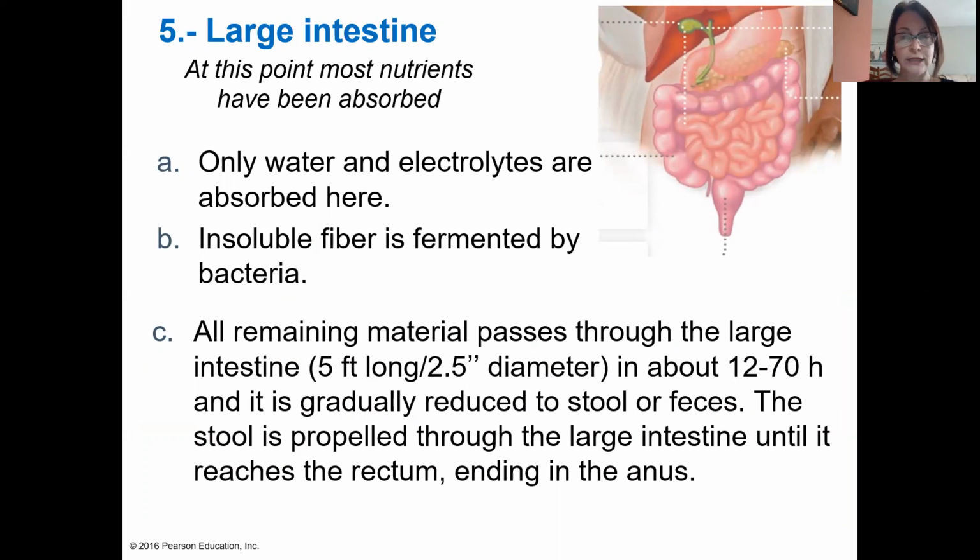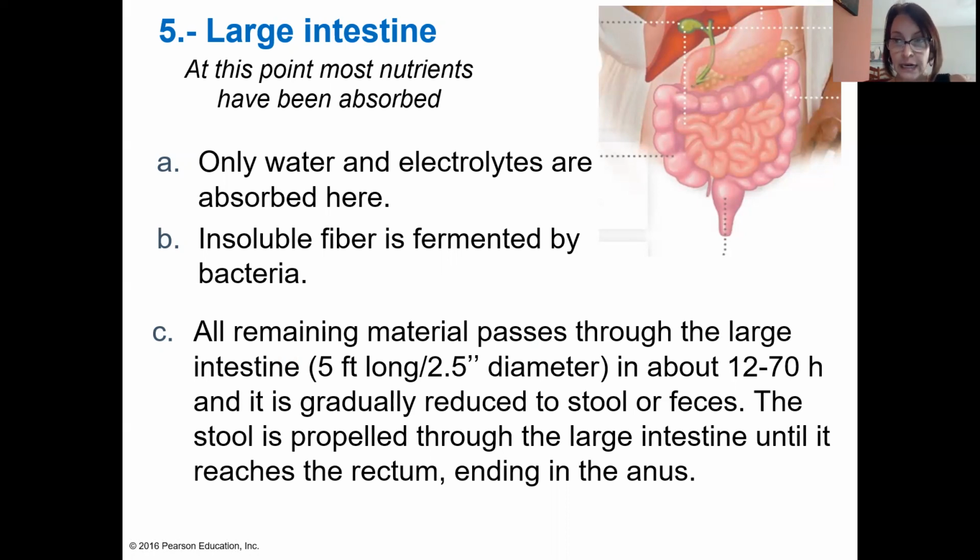After the small intestine, we will have the large intestine in here. And you can see that it's really shorter. It's a 5 feet long tube, but it has a 2.5 inch diameter. And that's the reason for the word large. By the way, if you speak Spanish, it's easier to understand this because for the small intestine, we say intestino delgado, which means thinner or thin, and that's what we see in the small intestine. And for the large intestine, we say intestino grueso, which means broad.